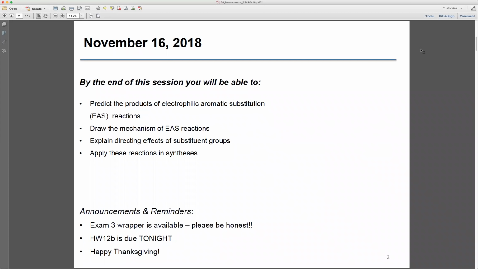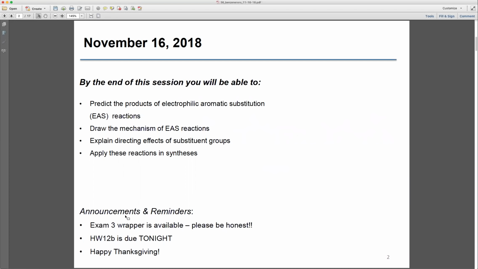I know the meme is missing. I'm sorry. Someone needs to make more electrophilic aromatic substitution memes, and I didn't have a chance to do that this morning. So I apologize. Maybe I can come up with 1 or 2 over the break. So that's where we're going today.